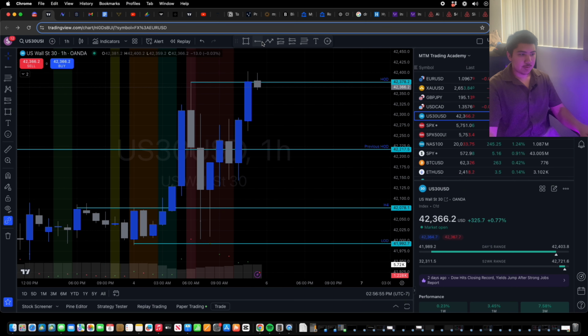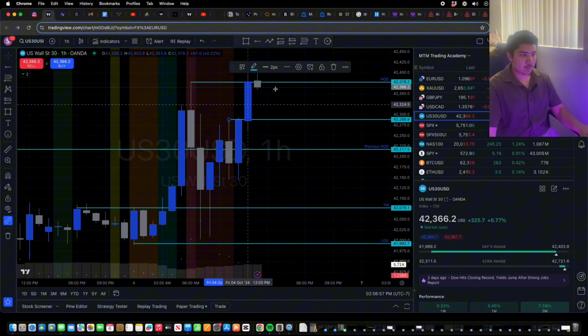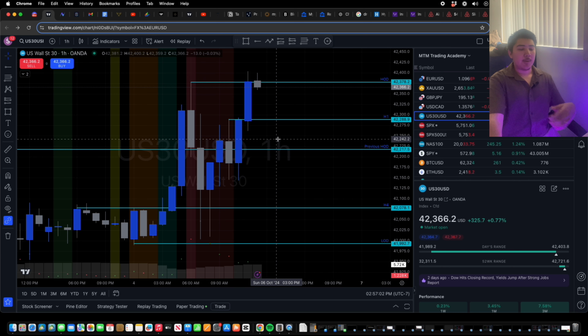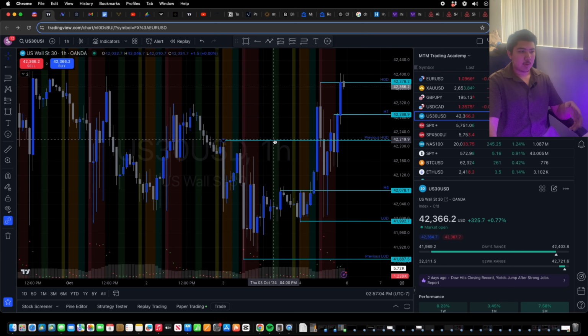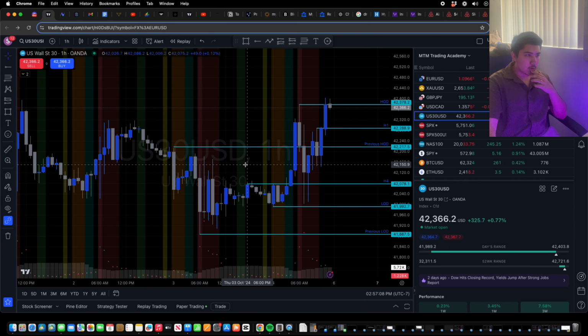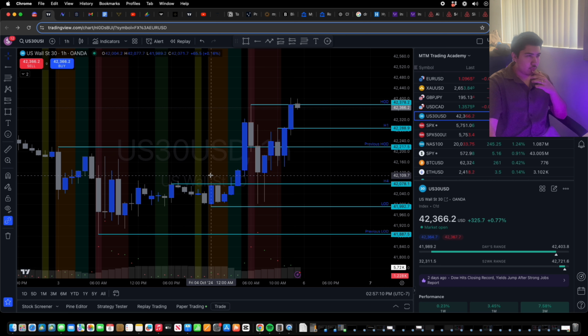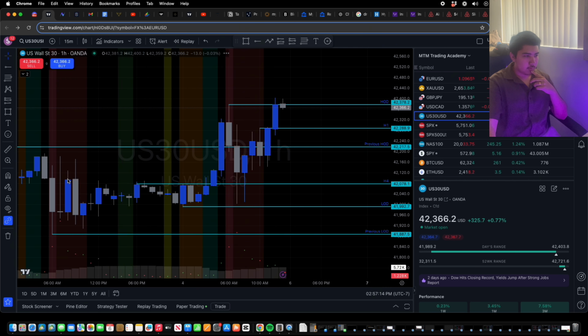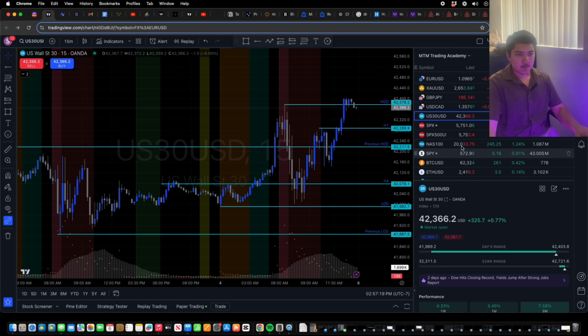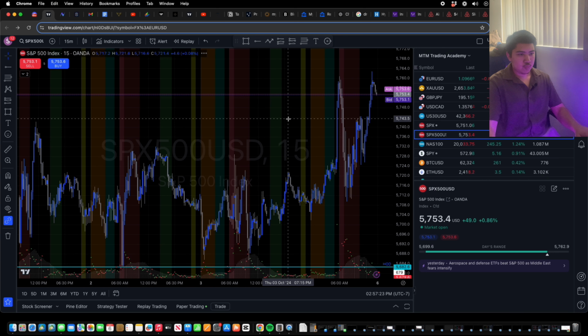All right, so we have this 1 hour demand zone right about here. We have multiple 1 hour demand zones. Like I said, when we're in a clean uptrend like this, or not too clean, well, it's pretty decent, the zones are just not wide enough for me, if that makes sense. But yeah, we're definitely looking at buys on US 30.